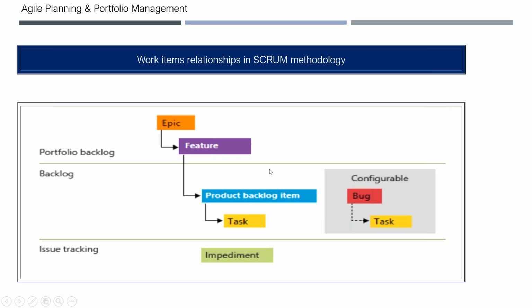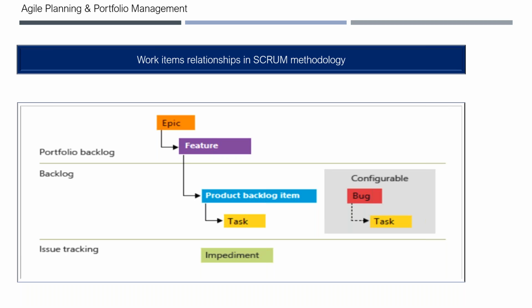So Epic, a number of features under the Epic, a number of product backlog items under a feature, and a number of tasks under a product backlog item. This is the relationship. When you implement a couple of tasks, that means you are implementing a product backlog item. When you implement a number of product backlog items, that means you completed a feature. When you complete a number of features, it means you completed an epic. This is how you can speak about it.